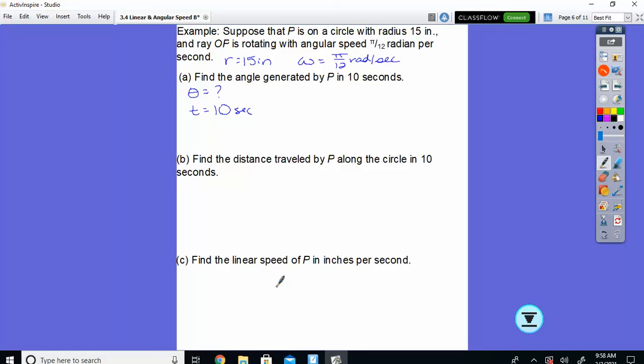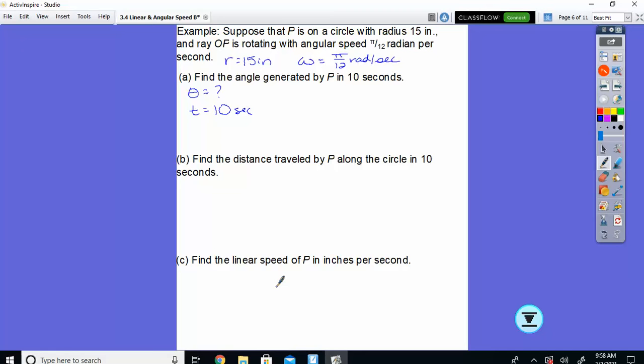Okay, so here are my formulas. I am looking for theta, so I have to have some formula that involves theta. There are only 3 formulas that I've given you so far that have a theta in them. S equals R theta. We have R, do we have S? No, so that one's not going to help me.